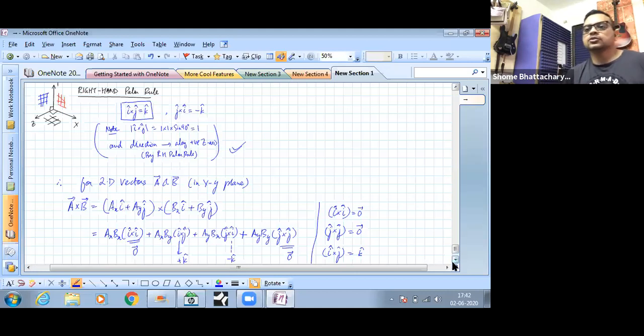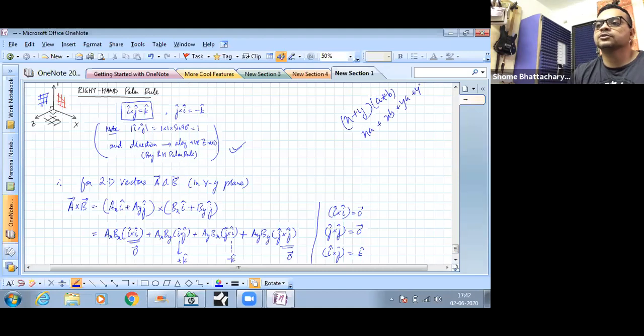Yeah, I'll scroll down. But before that, the first step we got is by using the distributive property. The cross product is distributive. So it has a property like this: x plus y, cross product with A plus B, will be x into A plus x into B plus y into A plus y into B. Just like this, the distributive property applies here also.